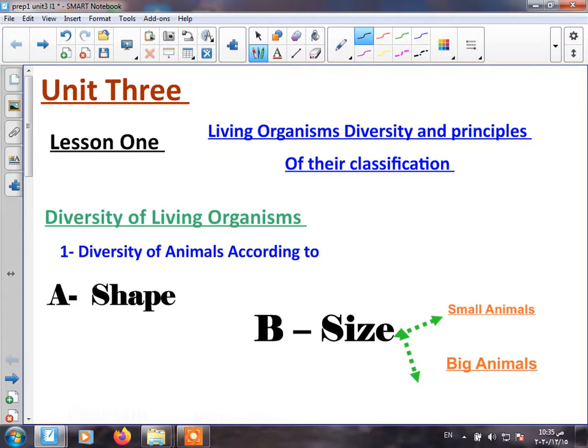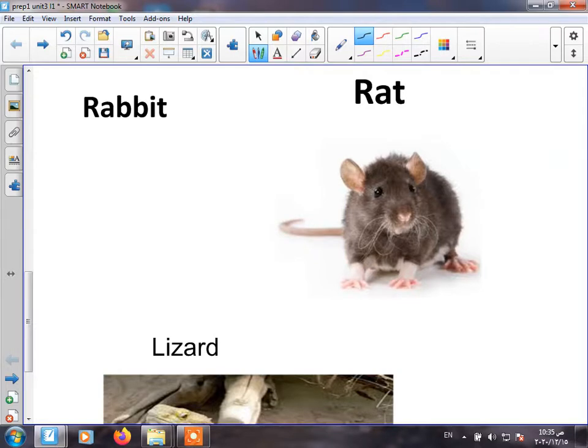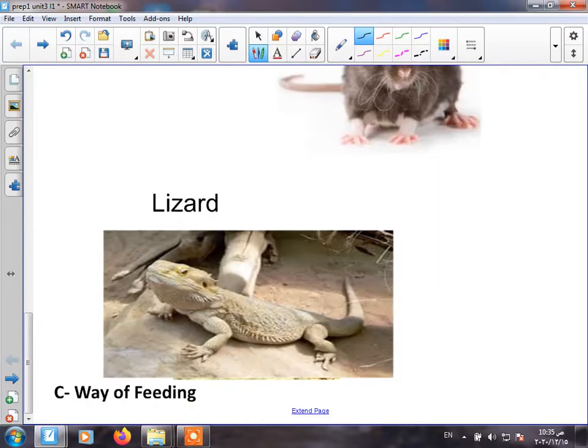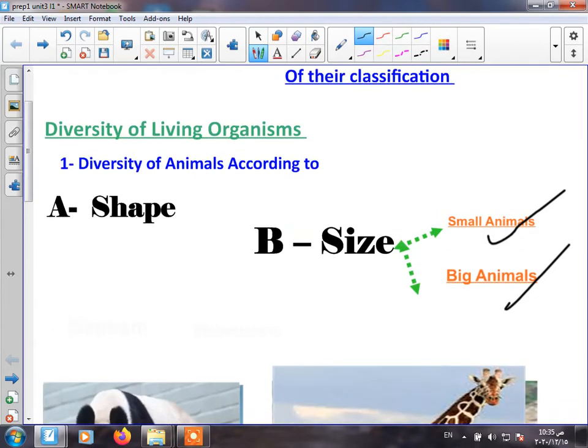Number 1, diversity of living organisms, animals according to their size. I have two types: small animals and big animals. Small animals, like rabbit, rat, and lizard. And number 2, big animals, we said before, like rhinoceros and elephant. Okay?